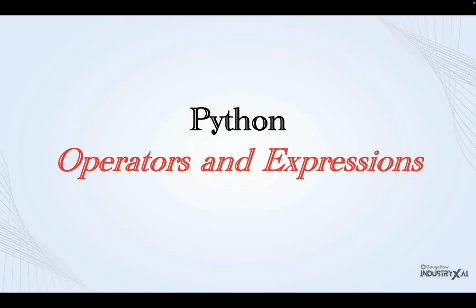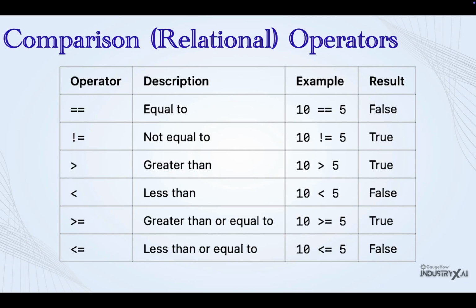Hello everyone. In this video, we will continue our discussion on operators and we will continue with the comparison or relational operators. These operators are used to compare values and return a Boolean result. With the use of these operators, we will always get our output in Boolean data type. It may be either true or false.